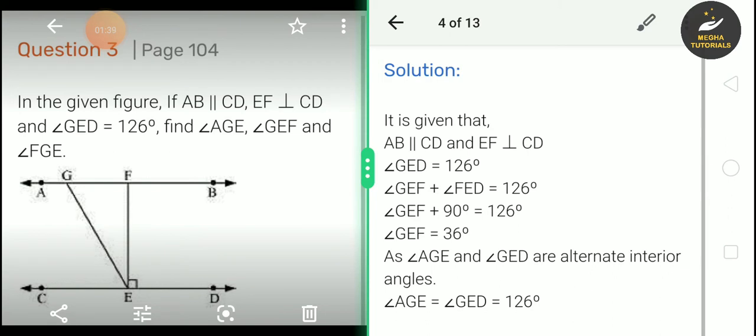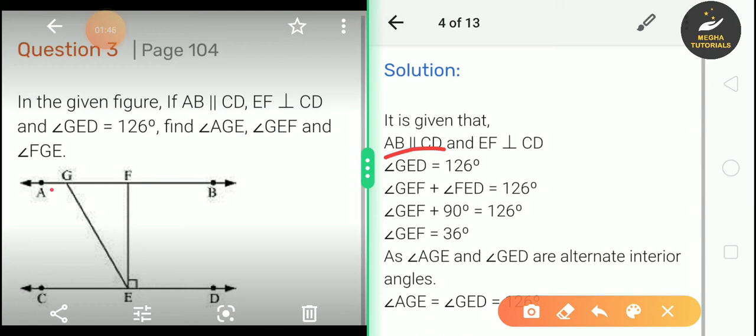Now consider AB parallel to CD. So we can see that angle AGE, it means this angle, is equal to angle GED, because of alternate interior angles, they are forming Z. Therefore, value of AGE is equal to value of GED. So angle GED is given as 126 degree. Therefore, angle AGE is also equal to 126 degree.